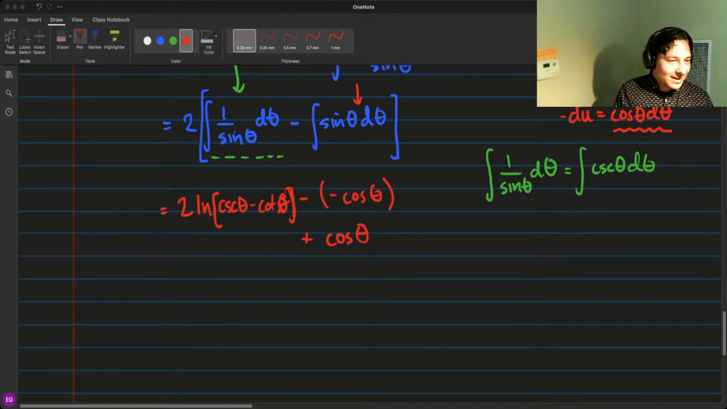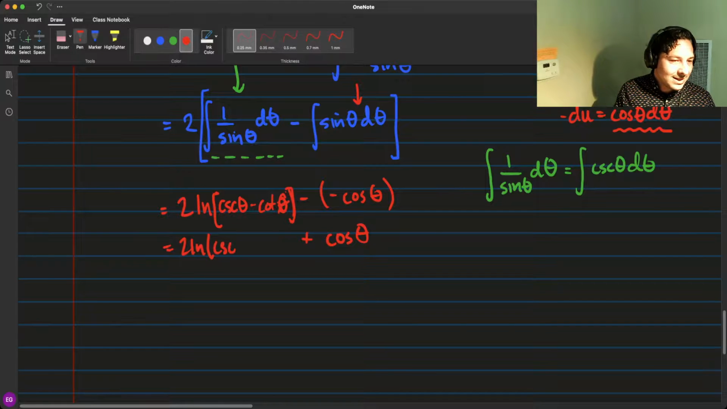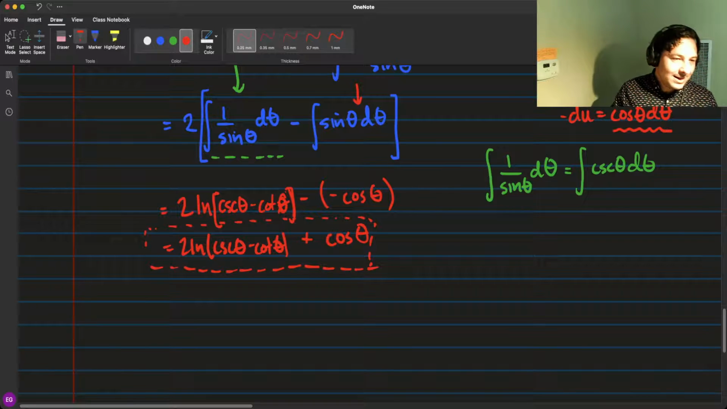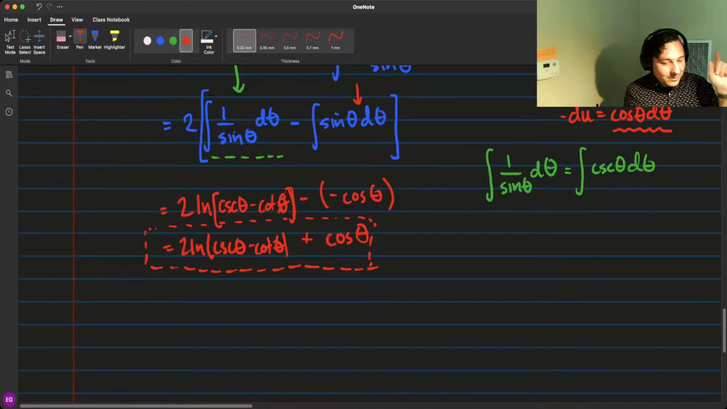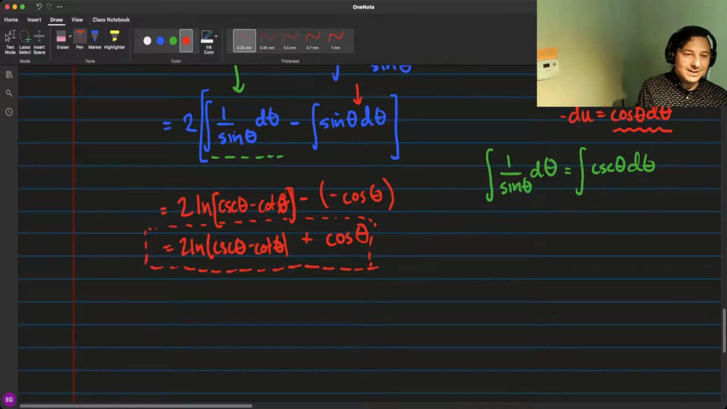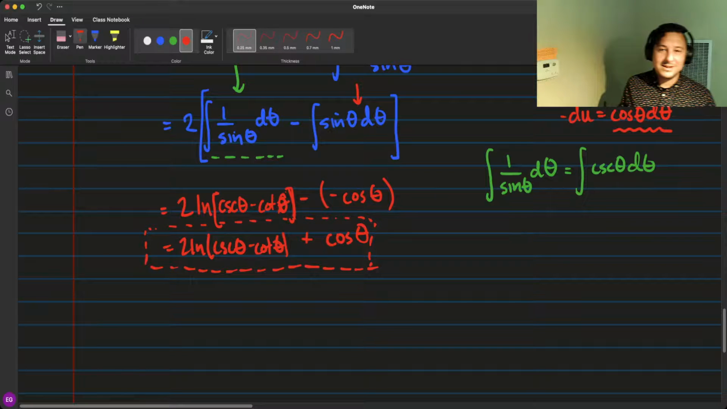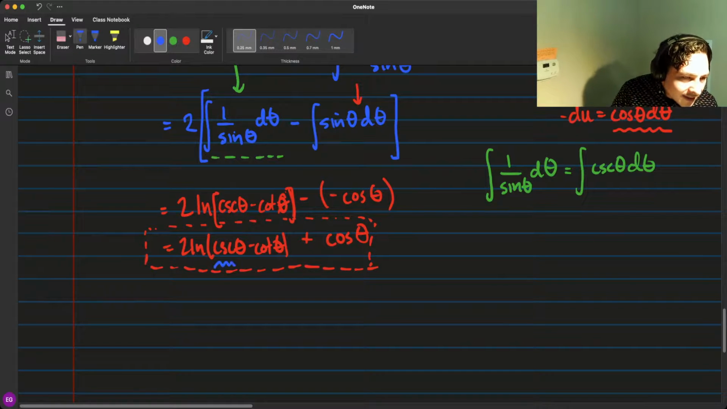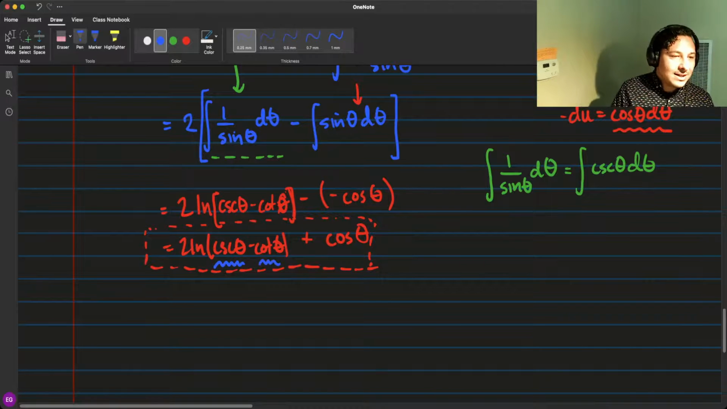Okay, which means we're going to get 2 natural log of cosecant theta minus cotangent theta, and then plus that cosine theta that we had started with. The one on the right. So this is my antiderivative with thetas. But now I gotta substitute everything back in, right? So we need to replace several things: this cosecant theta, the cotangent theta, and the cosine theta.